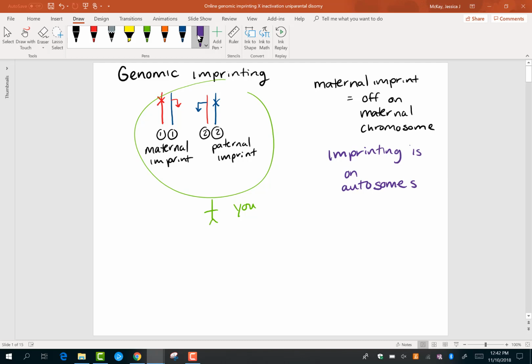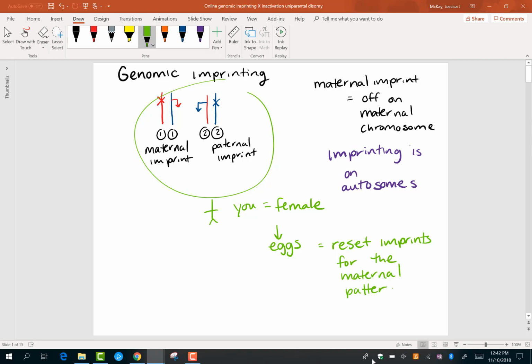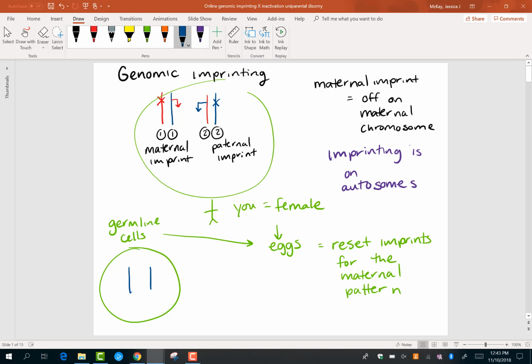Okay, so let's say that you are a female. All right? So in your eggs, which is your reproductive cells, you are going to reset imprints for the maternal pattern. That means in your germline cells that are going to produce your gametes, your chromosomes will be reset so that they have the maternal imprint.